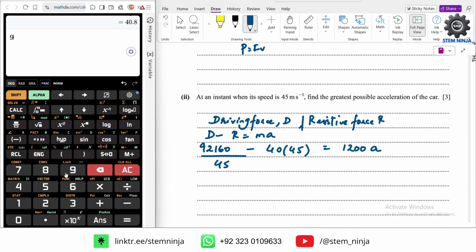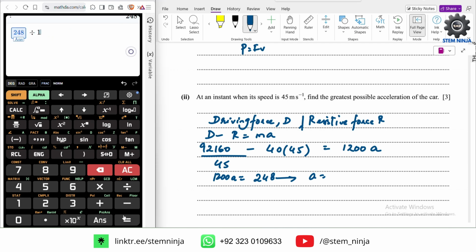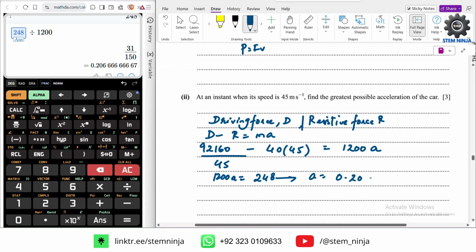So 92,160 divided by 45 minus 40 times 45, 248, equals 1200 A. So A would be 248 divided by 1200. The maximum acceleration would be 2.07, or 31 over 150.